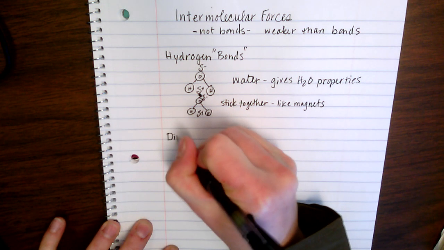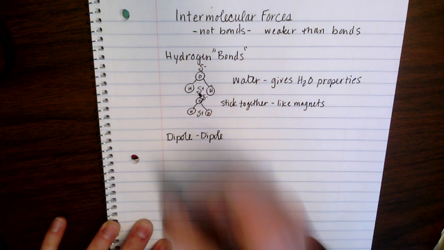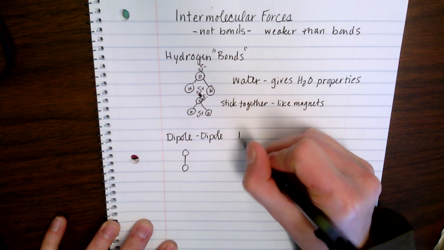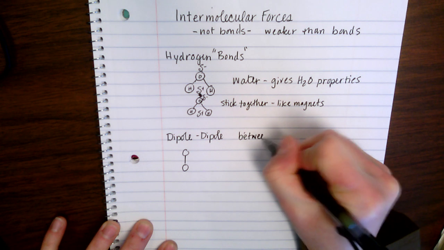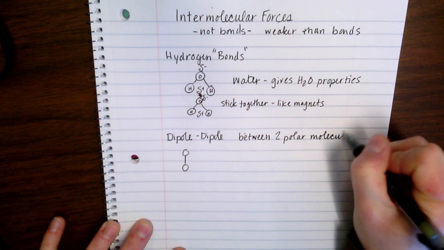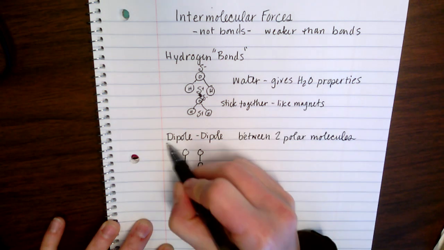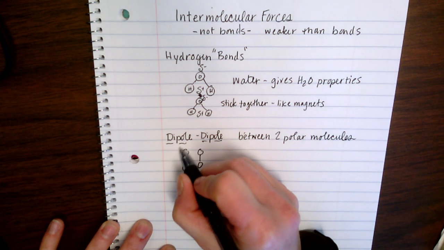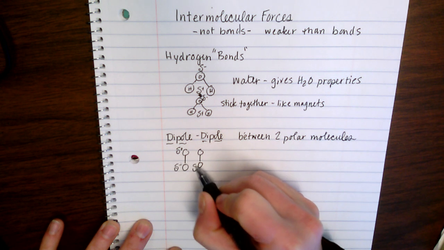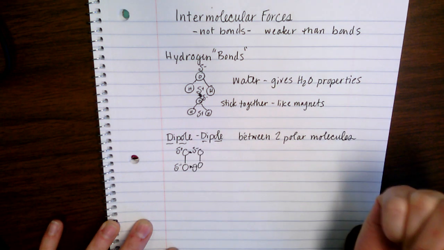Next one is dipole. So a dipole force is basically the same thing. It's between two polar molecules. Polar molecules, like the polar covalent bonds, is what we're talking about. And it's exactly what it says, two poles. So you have a side that's more electropositive and one that's more electronegative. And the positives and negatives will line up and you have a little force of attraction between them.